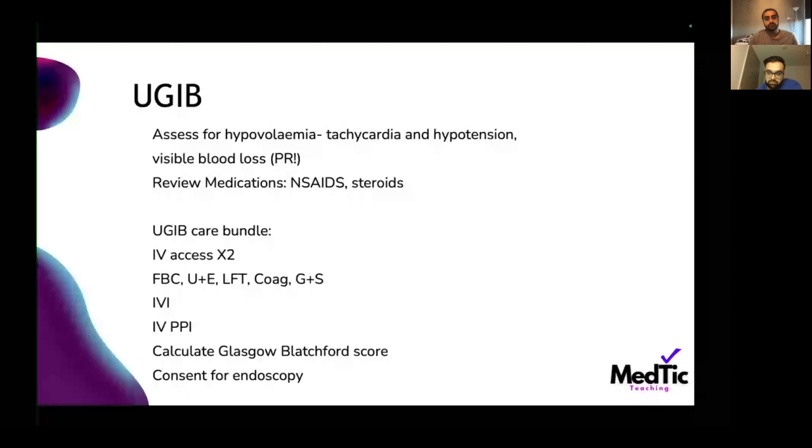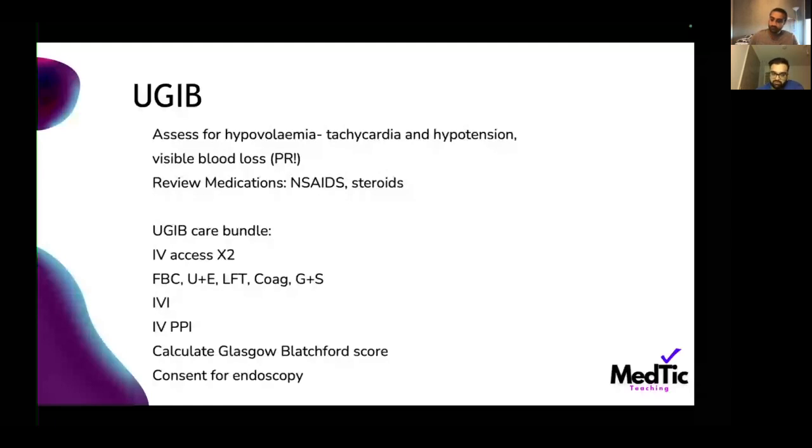As I said, most trusts have a care bundle, and the general principles are, first of all, to rehydrate the patient. So IV access, usually 2 wide-bore green cannulas, and start them on fluids. While you're there, send FBC, U&Es, LFTs, coag, and a group and save, because quite often you will need to scope this patient to find the source and, if needed, stop the bleeding.